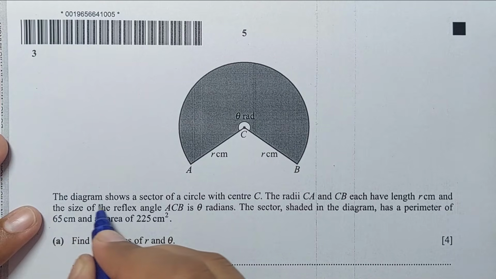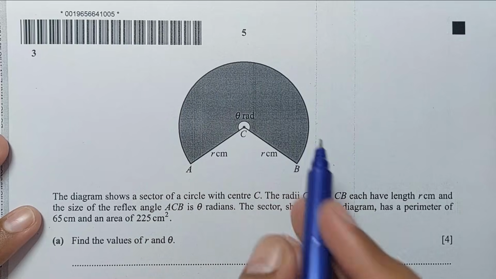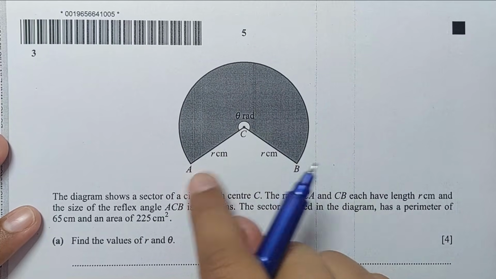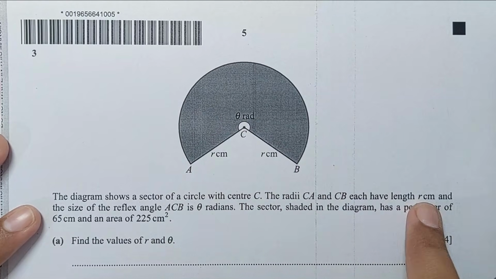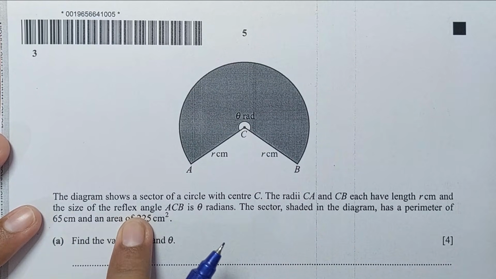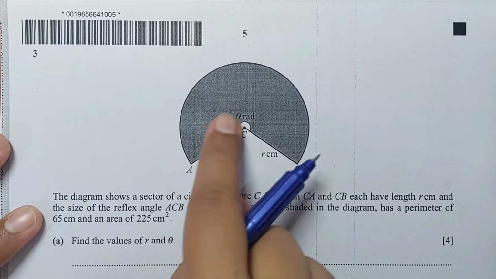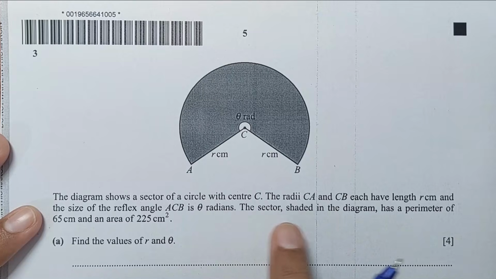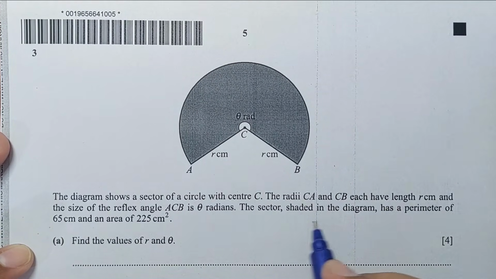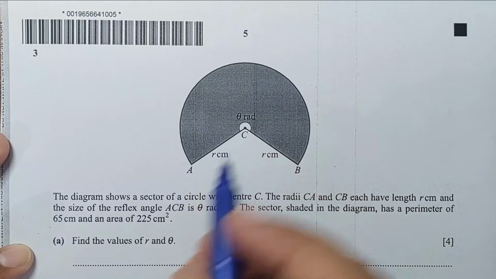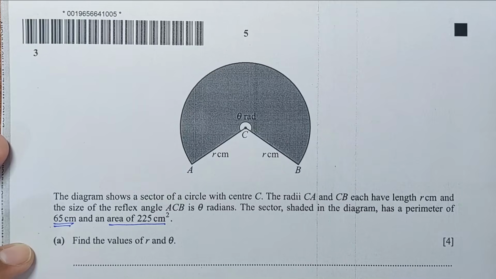Question number 3. The diagram shows a sector of a circle with center C. C is the center, and this is a sector of a circle. The radii CA and CB each have length r centimeters. These two radii have length r centimeters, and the size of the reflex angle ACB is theta radians. The sector shaded in the diagram has a perimeter of 65 centimeters. So the shaded perimeter is 65, and an area of 225 square centimeters.